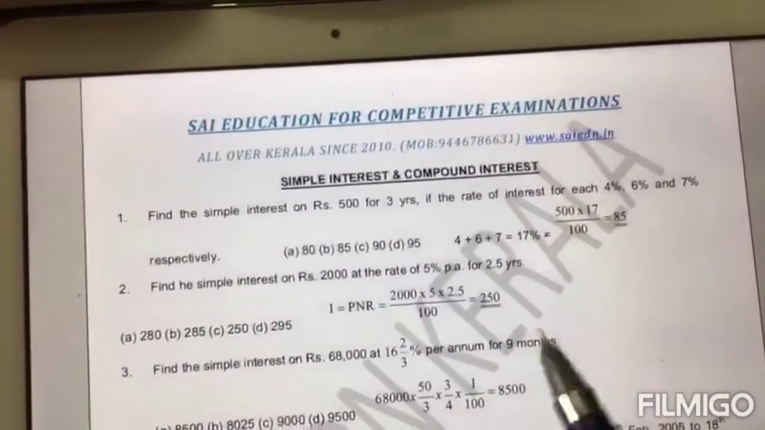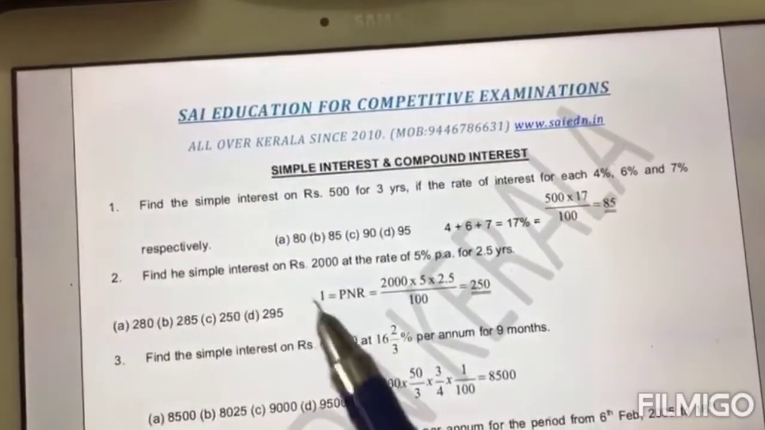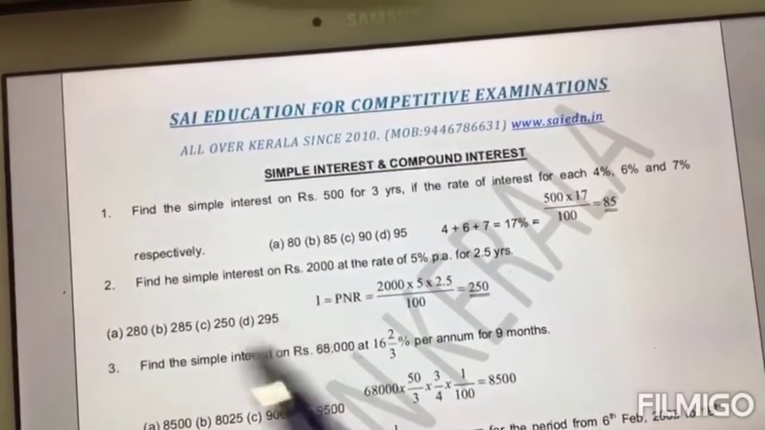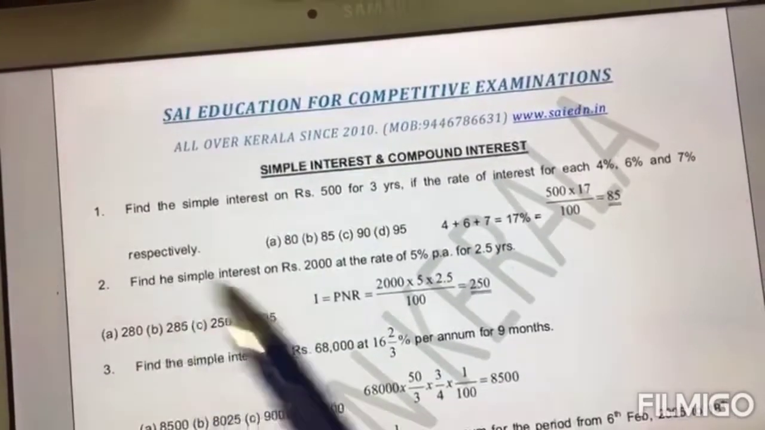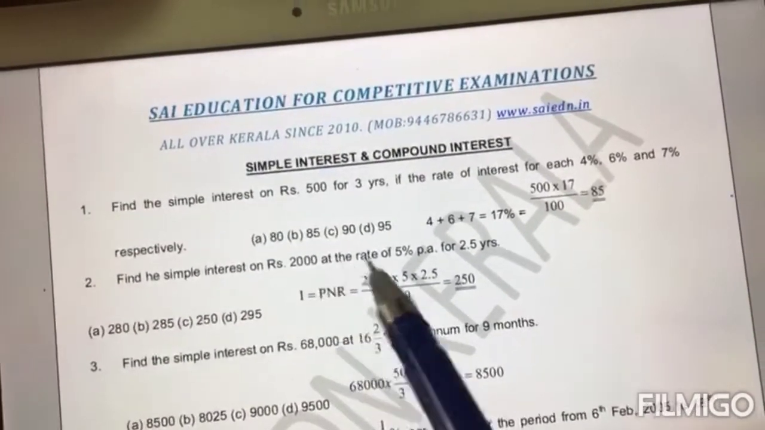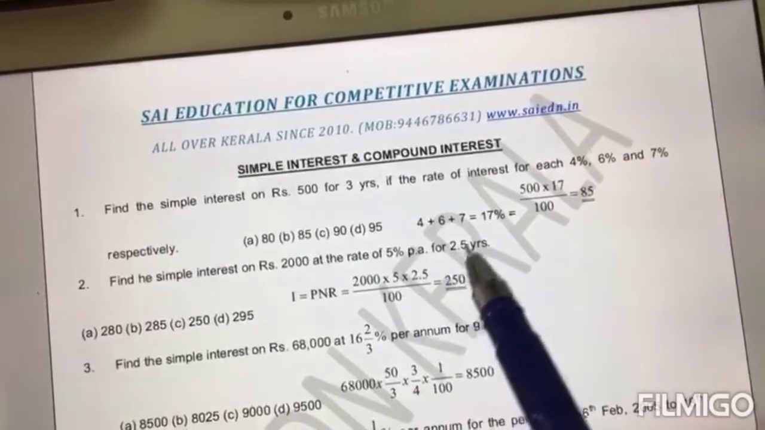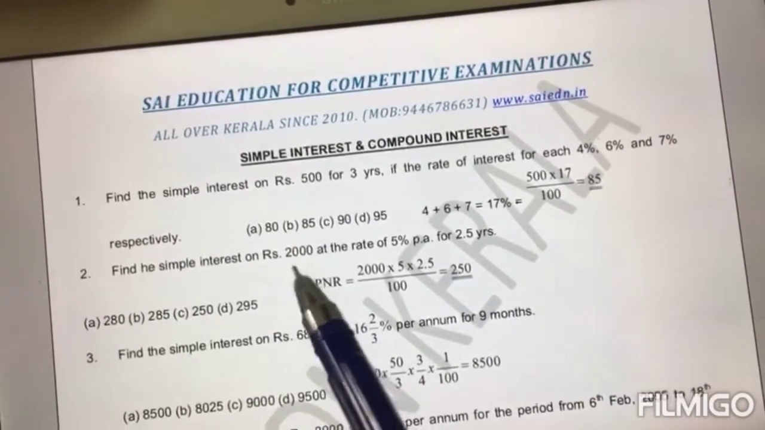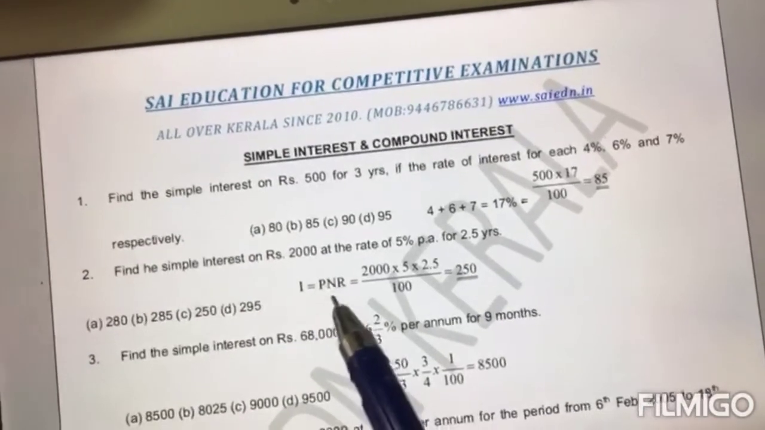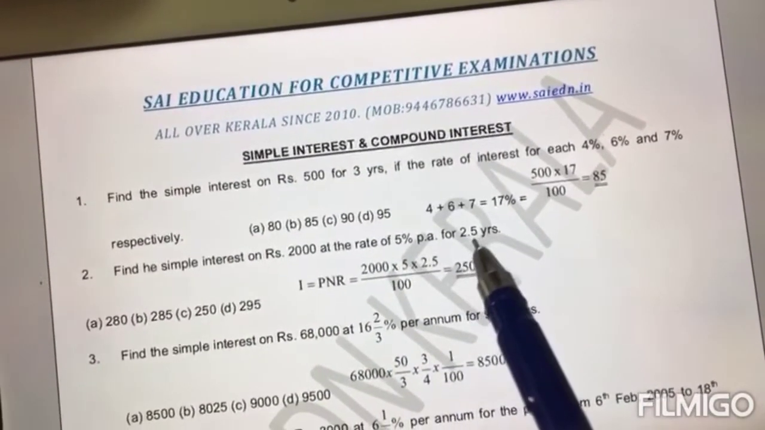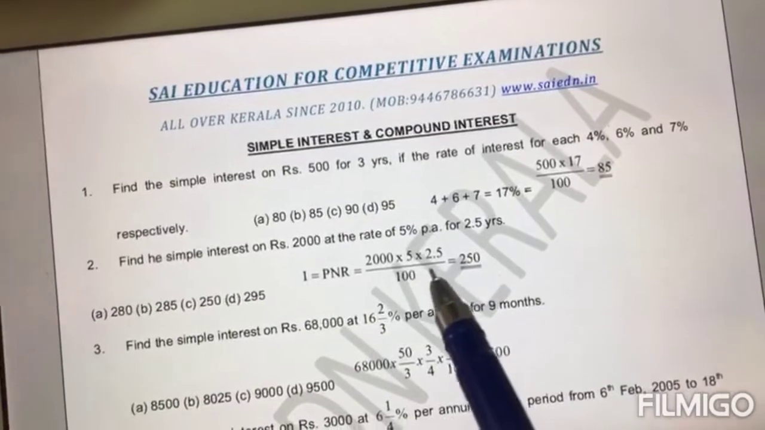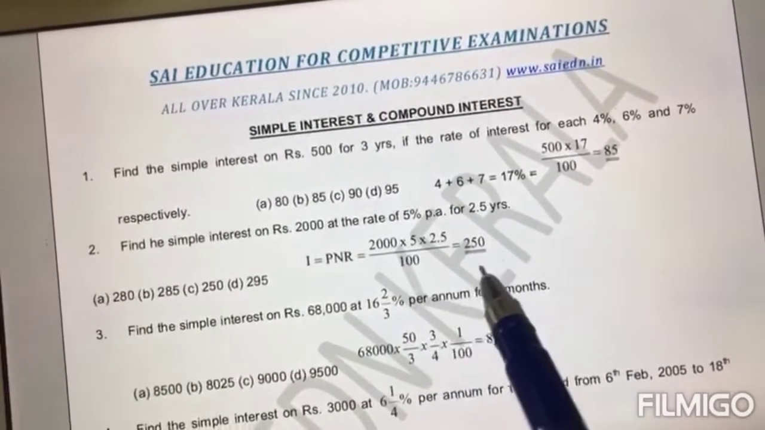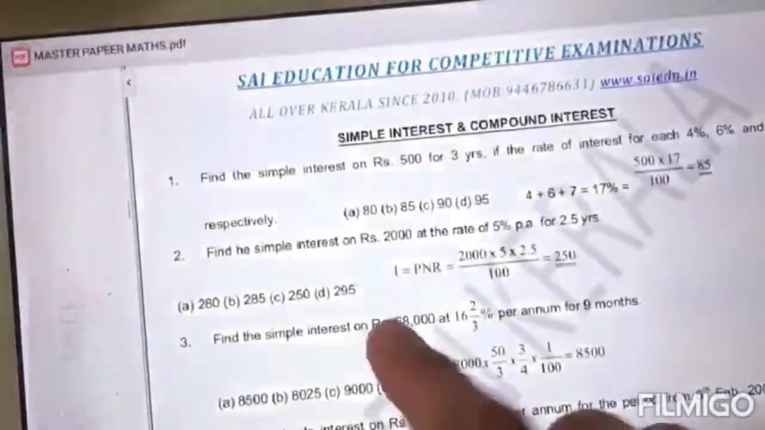So let us start the questions. Let us start with number 2 because it's relatively simple. Find the simple interest, there's a typo here, on rupees 2000 at the rate of 5% per annum for 2.5 years. So 2000 is the principal or the amount invested, that is P. N is equal to 2.5 years, R is equal to 5%. Simply multiply and divide by 100, you will get 250. So the answer here is C.